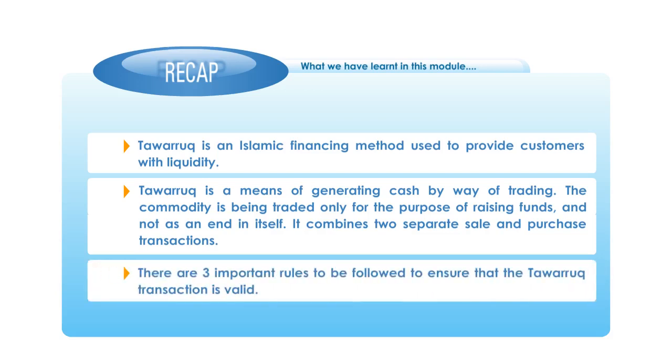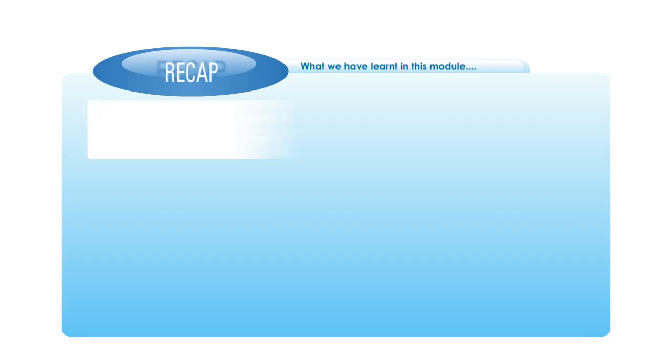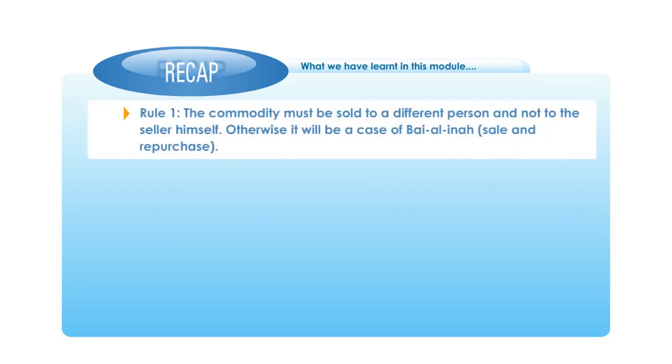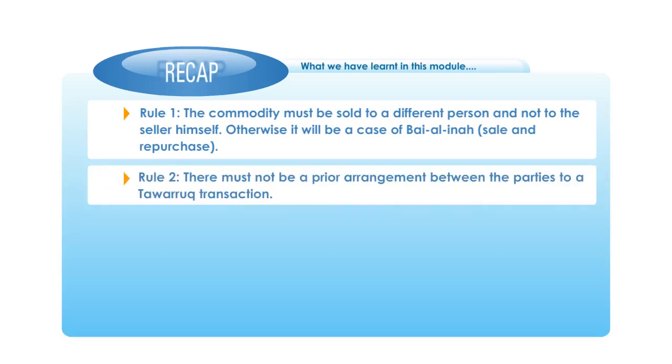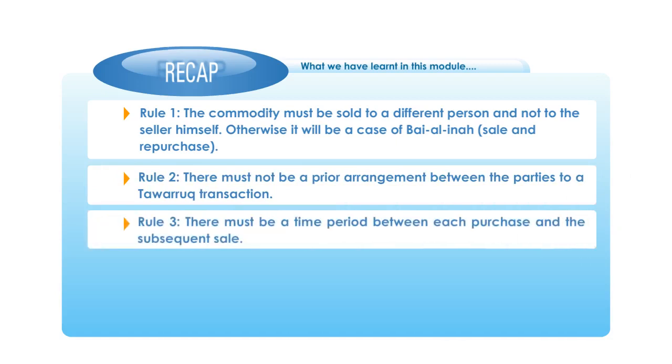There are three important rules to be followed to ensure that the Tawarruk transaction is valid. Rule number 1. The commodity must be sold to a different person and not to the seller himself. Otherwise, it will be a case of sale and repurchase. Rule number 2. There must not be a prior arrangement between the parties to a Tawarruk transaction. Rule number 3. There must be a time period between each purchase and the subsequent sale.